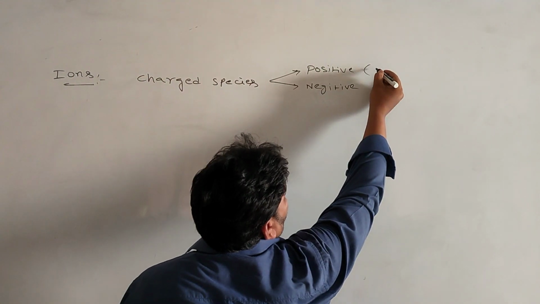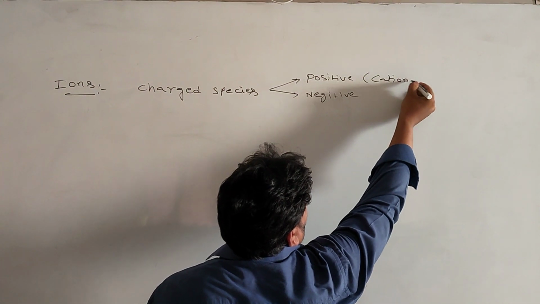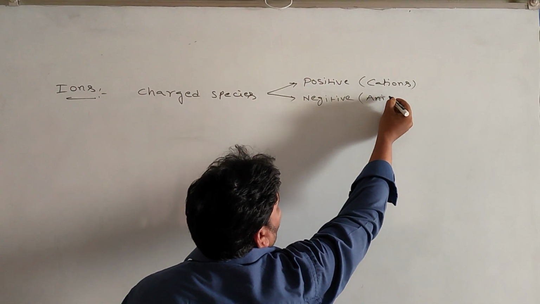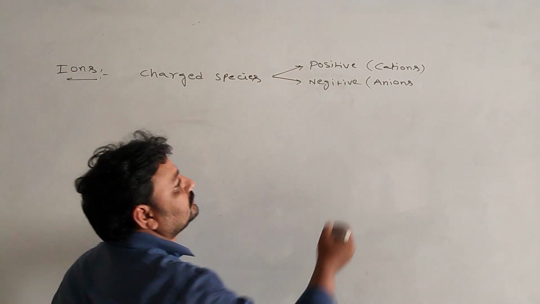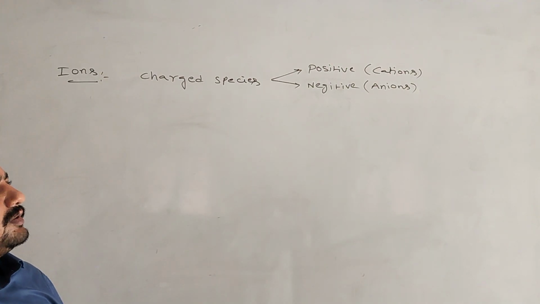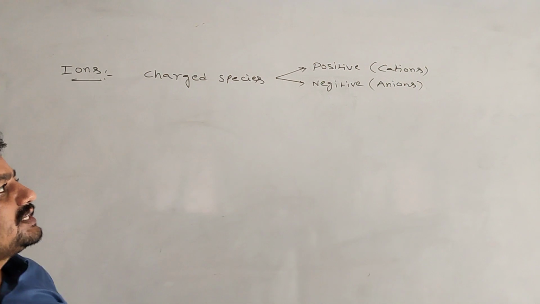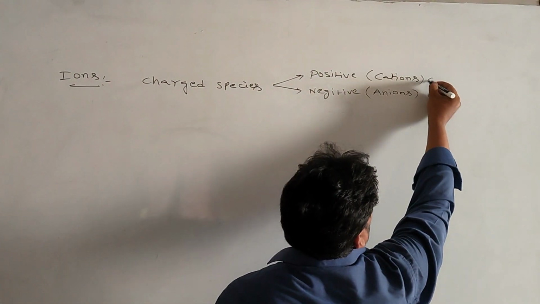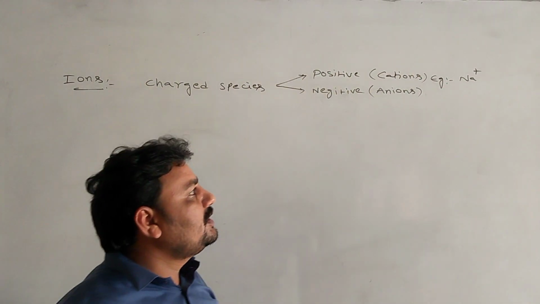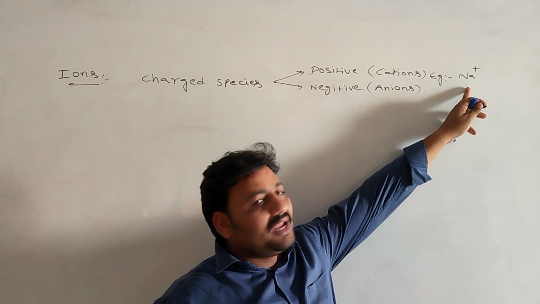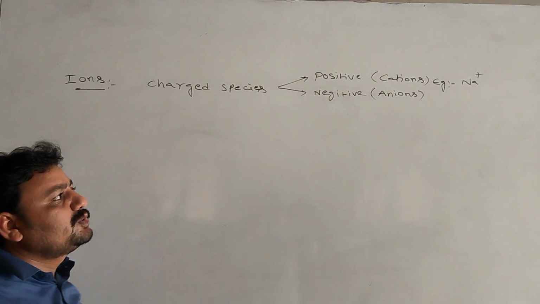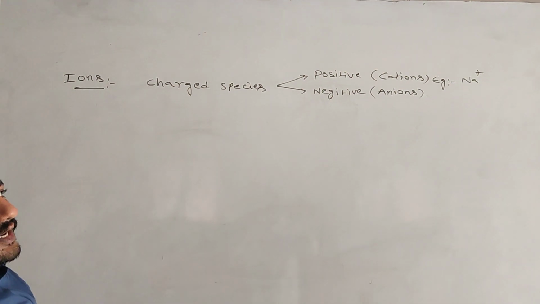Positive ions means cations. What is the name of positive ions? Cations. Negative ions means anions. If an element loses electrons to get stability, it is called a cation and carries a positive charge. Example, Na+. How can you read this one? Sodium cation. Sodium's atomic number is 11. It loses one electron to get stability, like neon.